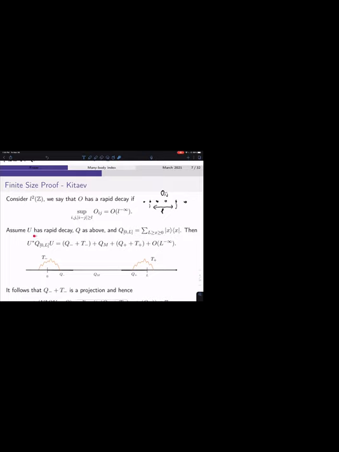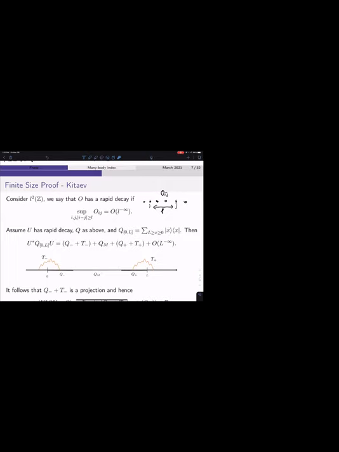And now if you look how this evolves, if you sandwich it with U, then because of this rapid decay, it can only change the projection around the endpoints. So everywhere else it commutes, so it only changes the projections at the endpoints up to some error that decays with L because this may not be exactly local, but it decays.